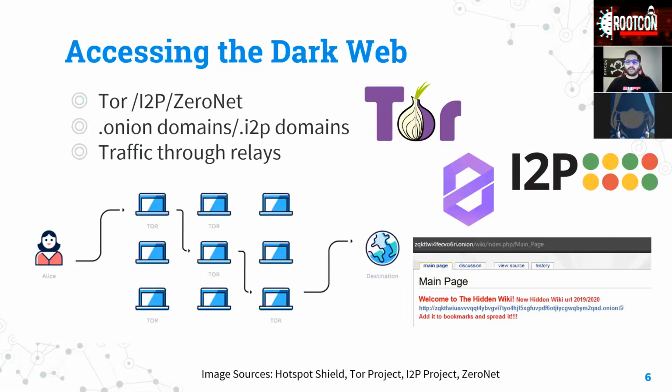Basically the URL of Tor or the dark web is alphanumeric characters, and for Tor specifically it's either 16 characters or 56 characters, depending on the cryptographic algorithm used behind it, and it ends with .onion, or in case of I2P it ends with .i2p.